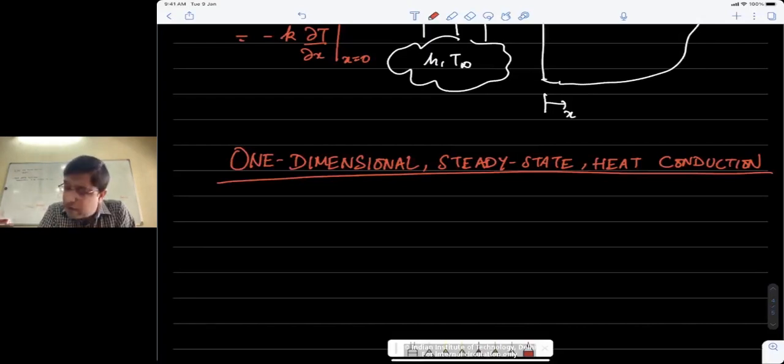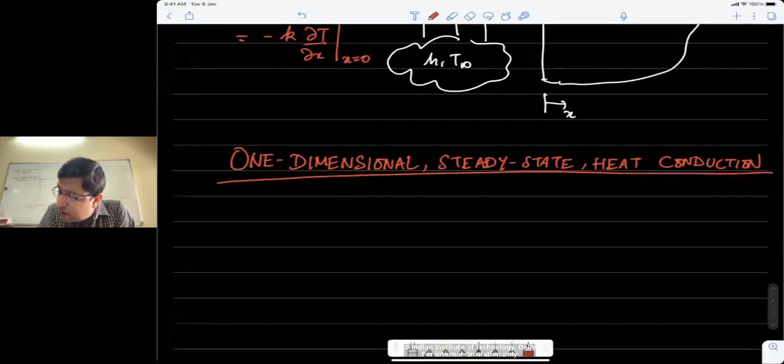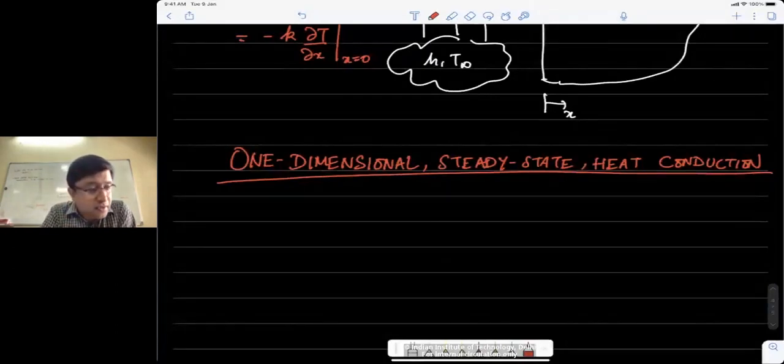Center of a, what did you say? Center of a sphere. No, why did you say center of a sphere? It's not radiating heat. I mean, for conduction.